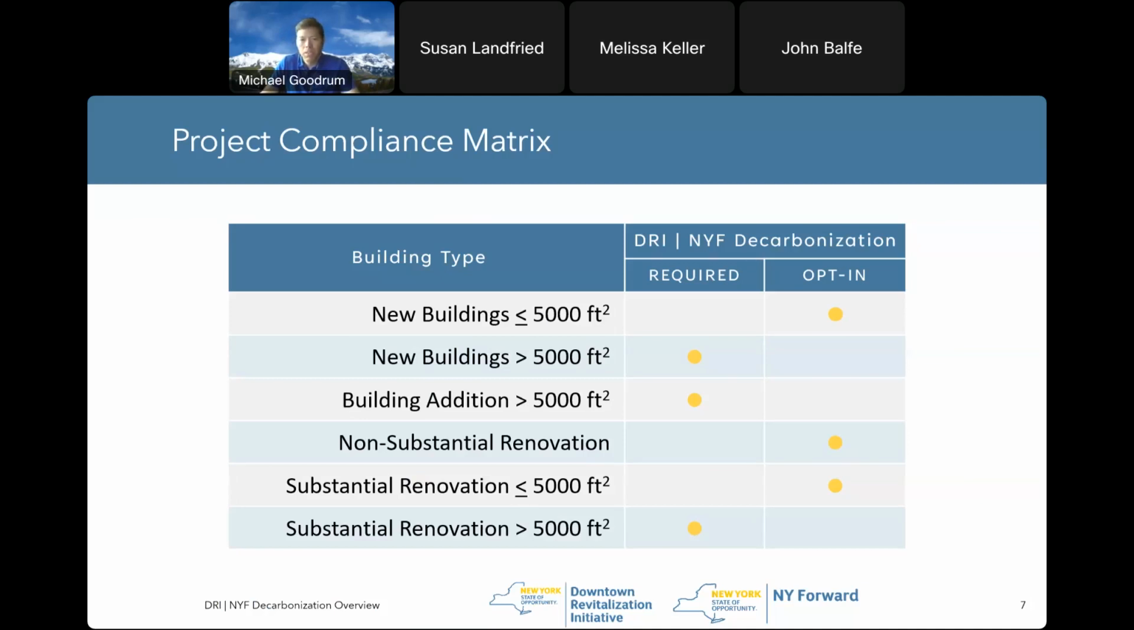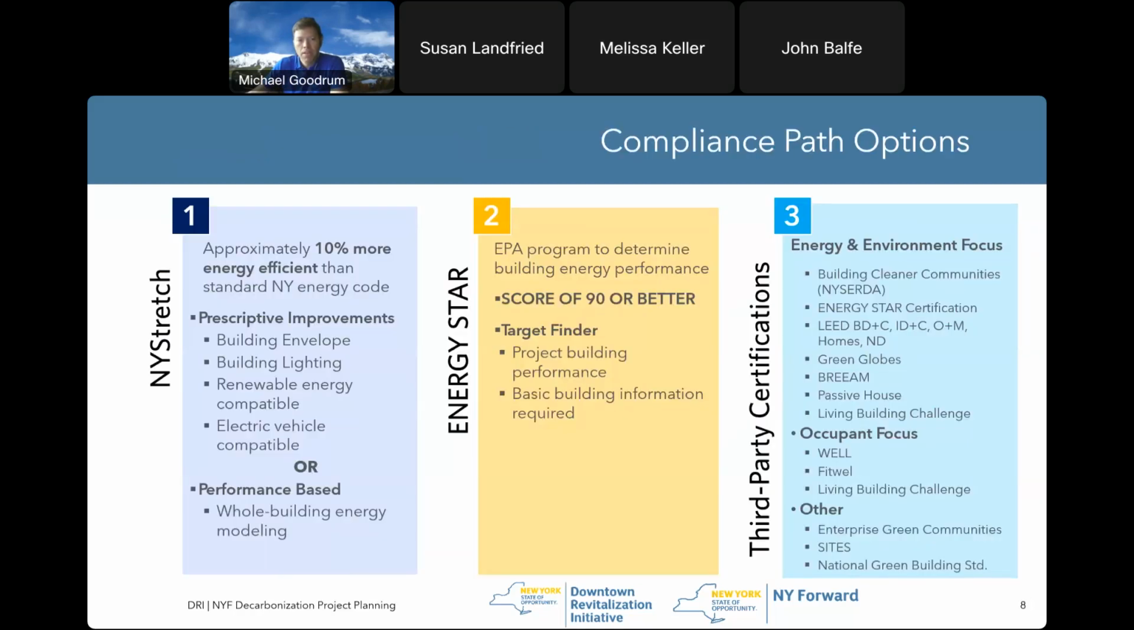We won't go into too much detail on this. We will be holding community meetings to go into more details on the actual decarbonization compliance within the program. Right now, we're really just going to give a quick overview. So those are the basic criteria for who would be required. And then we have 3 compliance paths outlined for decarbonization within the program.